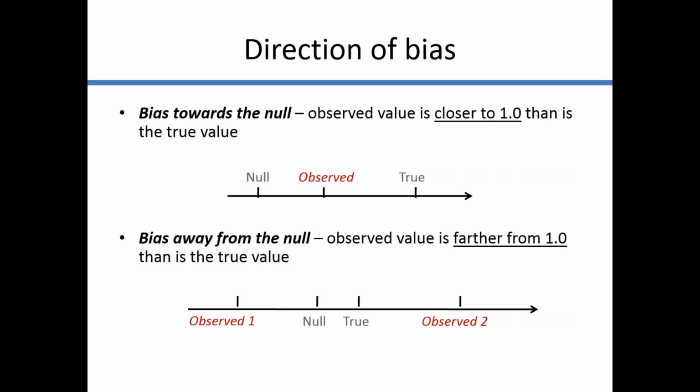Negative bias, you can imagine. If the truth is 1.2 and you say 1.1 or 1.0 or 0.9, that's negative bias. Now, something different is whether you're biased toward the null or not. And this is important. Because if you say there's an association and someone says, well, you're biased toward the null, you have bias toward the null. Whether it's positive or negative doesn't matter.